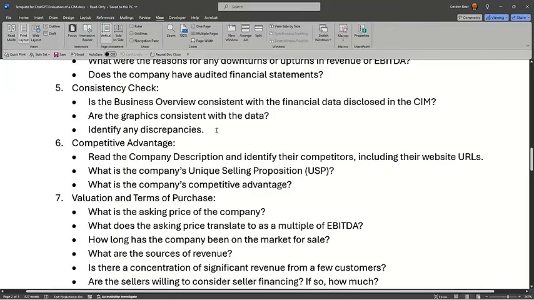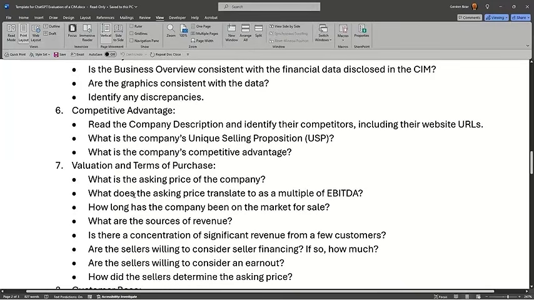Are the graphics consistent with the data? They may have graphics in there that show significant growth, but then the data that people have to actually dig into and mathematically understand doesn't back that up. So they're looking at the graphic and they're saying, oh, this looks beautiful, but they get into the data and it doesn't look so beautiful. ChatGPT can read the graphic and see if it's inconsistent with the data at a deeper level and identify any discrepancies. So all that's going to happen here.